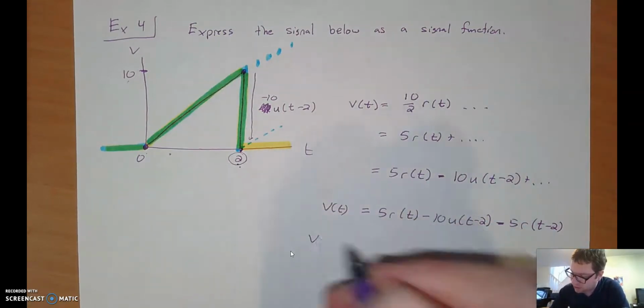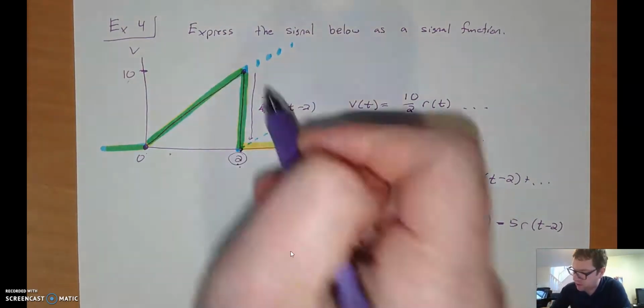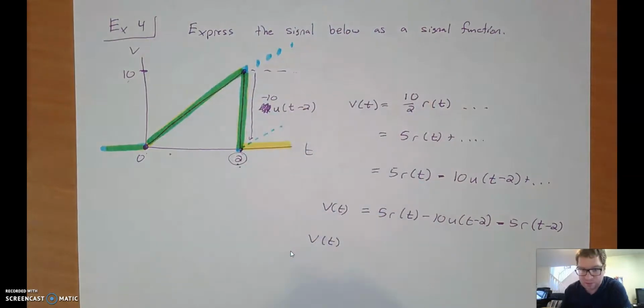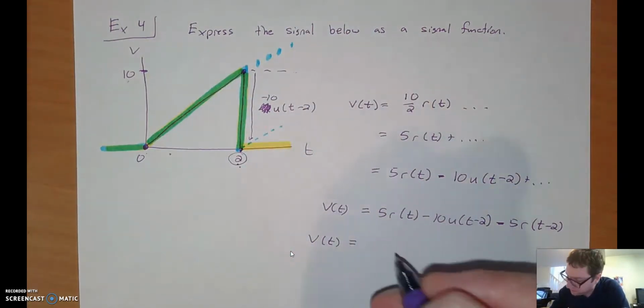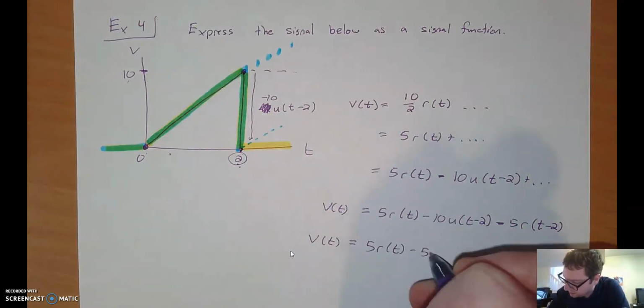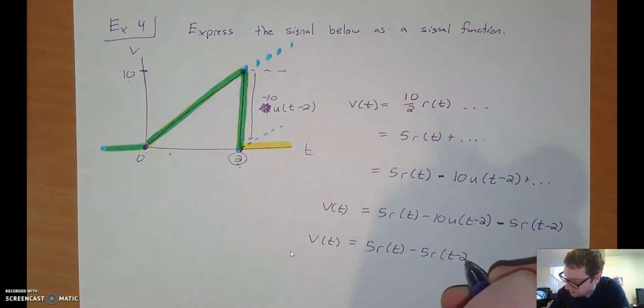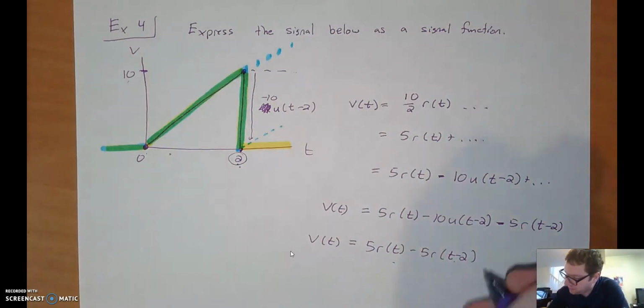Normally when I do these, I turn the ramp function off first so that you get a behavior where it's flat and then whenever you jump. So I generally turn them off before jumping, but it doesn't really matter. So the answer is going to be 5r of t minus 5r of t minus 2. It makes it more apparent that we have a ramp function, then we turn that ramp function off, and then we jump down 10 u of t minus 2.